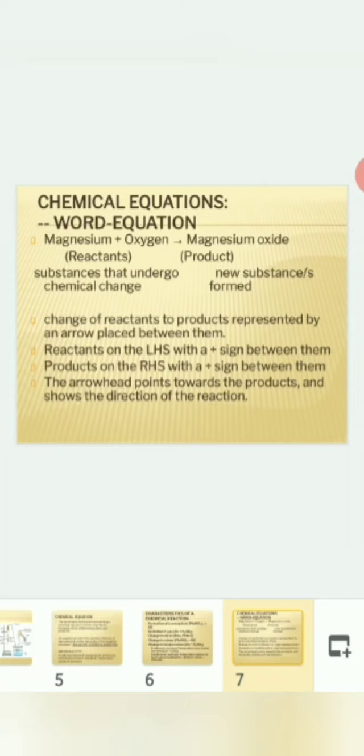Chemical equations, word equation. So what is a word equation? A word equation is where you write a reaction with the help of the words of the given chemicals. So magnesium plus oxygen gives magnesium oxide, that is written in words, that's why this is a word equation. Substances undergo some change and a new substance is formed.